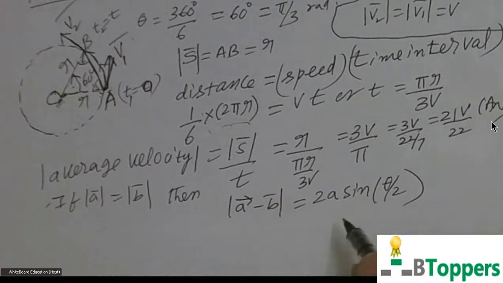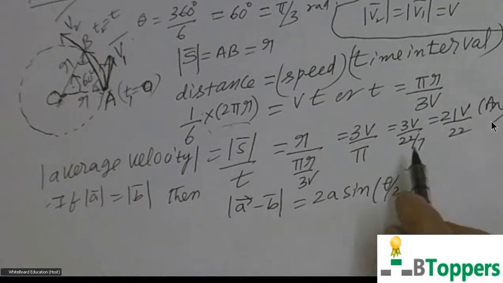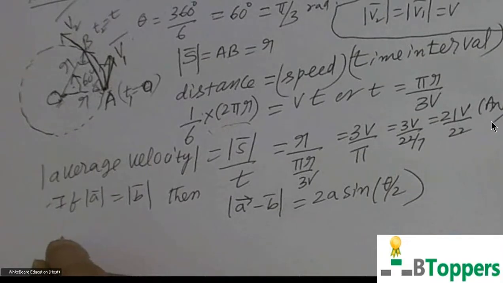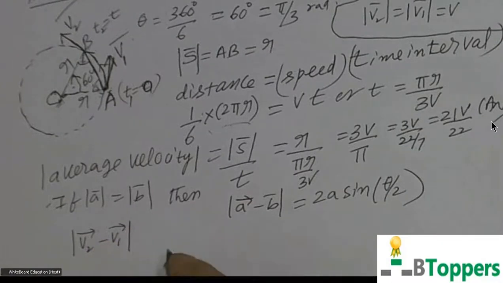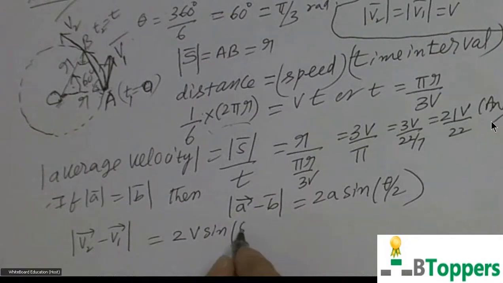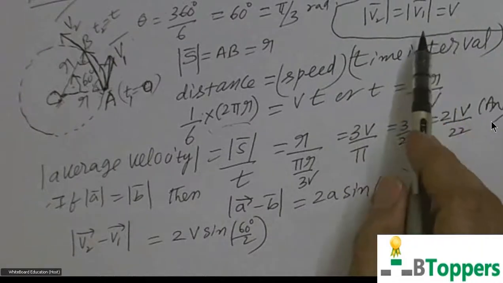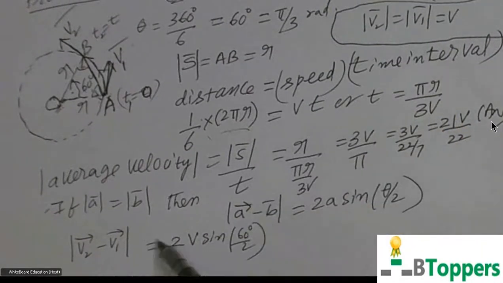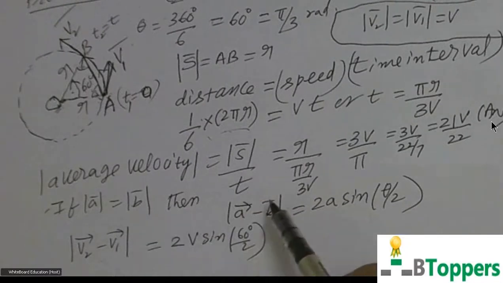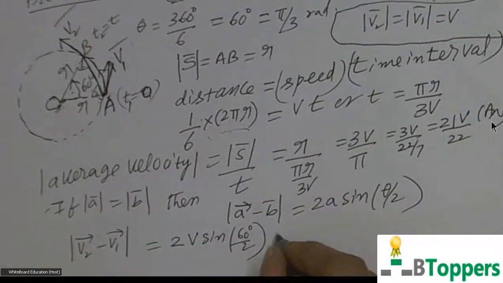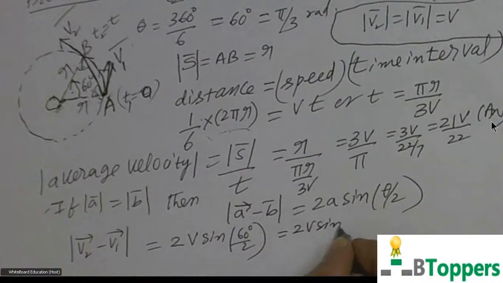Of course, in general, we can otherwise use the formula root of A square plus B square minus 2AB cos theta. So using that formula, magnitude of the change in the velocity vector, mod of V2 bar minus V1 bar, is equal to 2V sine theta by 2. Here theta is 60 degrees, because mod of V2 bar is the same as mod of V1 bar. That means in place of A bar you have V2 bar here, in place of B bar you have V1 bar. That is 2V sine 30 degrees.